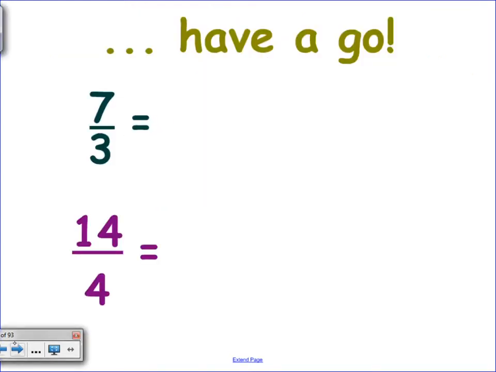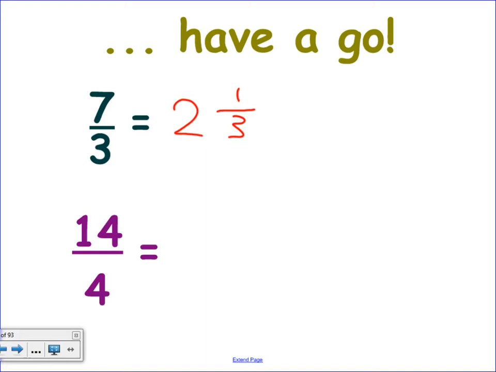Let's do a couple. So have a go at converting these from improper fractions into mixed numbers. What do I do first? Good. I divide my 7 by 3 because that's what 7 over 3 means. And how many times does it go in? Twice. Remainder 1. So the 1 goes over 3 because that's the thing doing the dividing. Okay. So it goes in twice. Remainder 1. So it's 2 1/3.